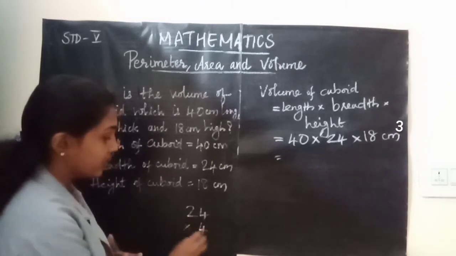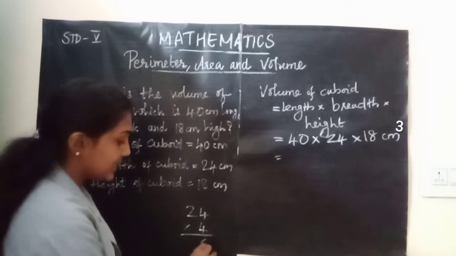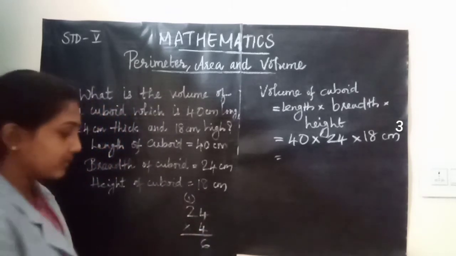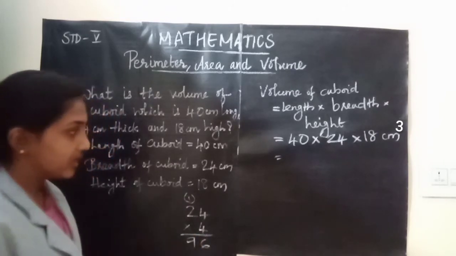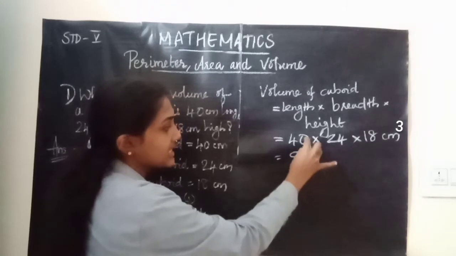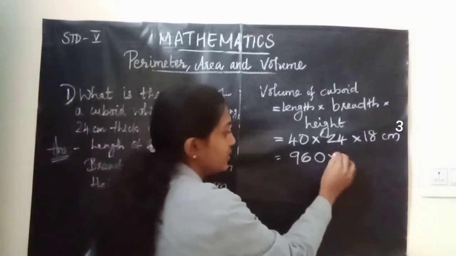So to multiply that, it is enough to multiply 24 into 4. 24 into 4: 4 into 4, you get 16. Carry 1 is here. 4 into 2 it's 8. 8 plus 1 you get 9. Okay, so 24 into 4 gets 96, and here we have a 0. So it is 960.